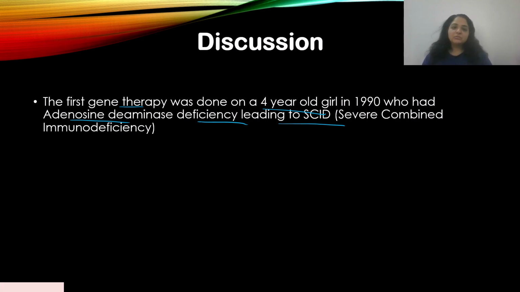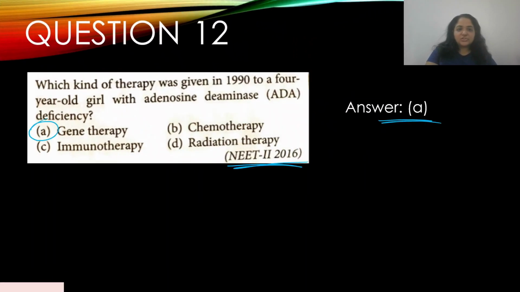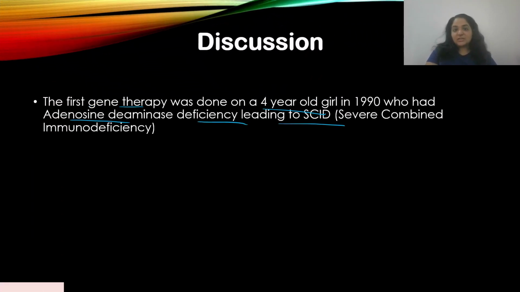But that was done via periodic infusion. That means it was given over and over again. But to answer your question, yes, it was done via gene therapy. So that's how the discovery and invention of this therapy proved to be very useful.